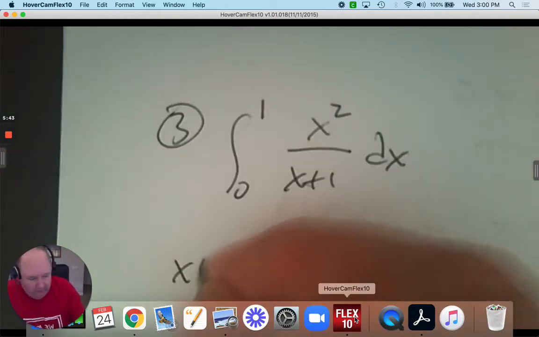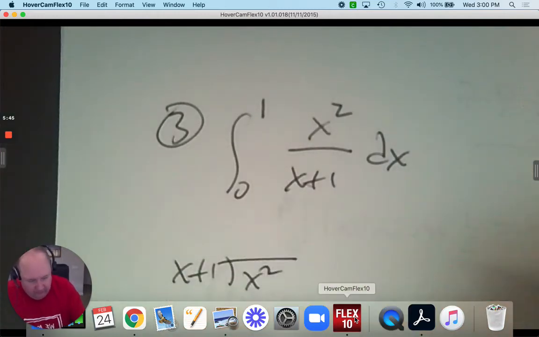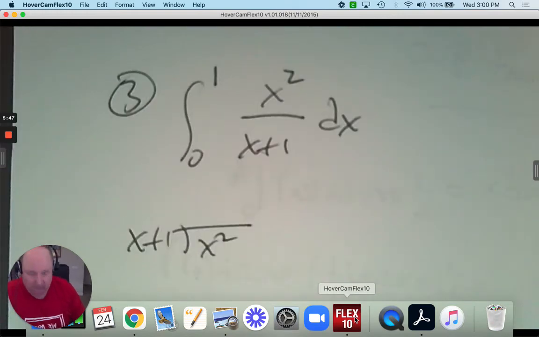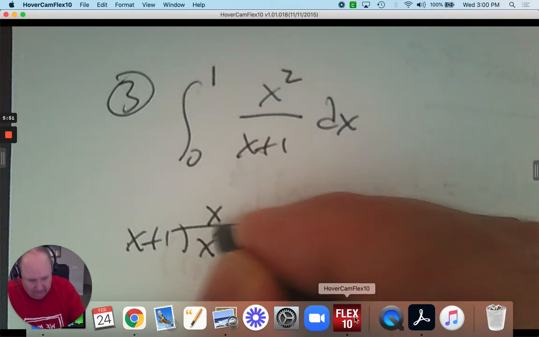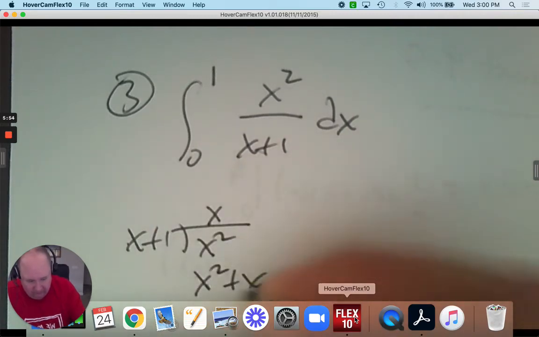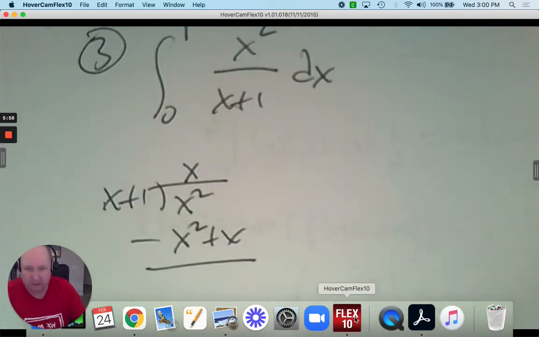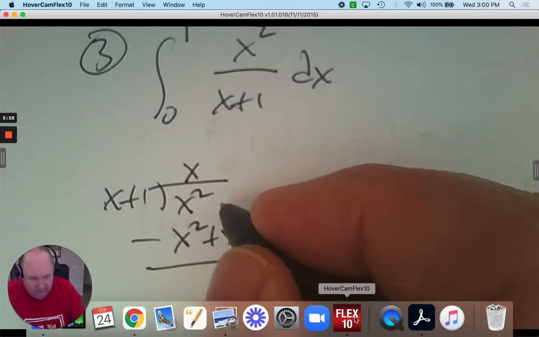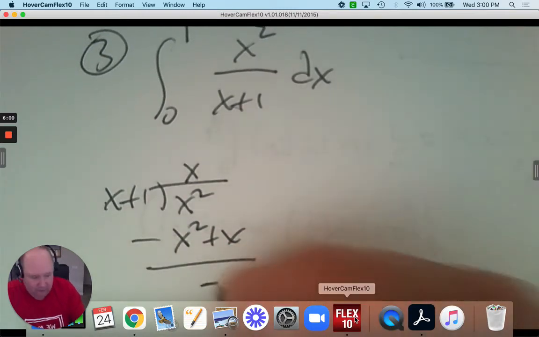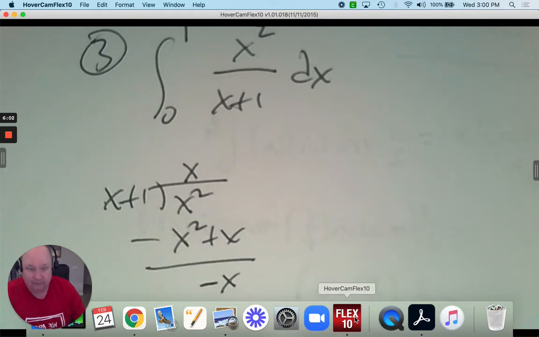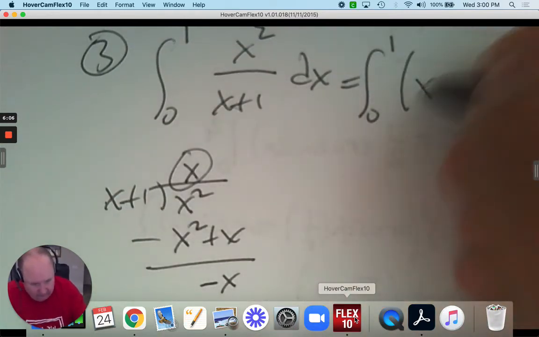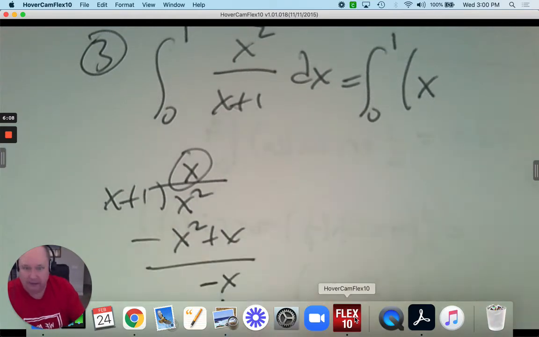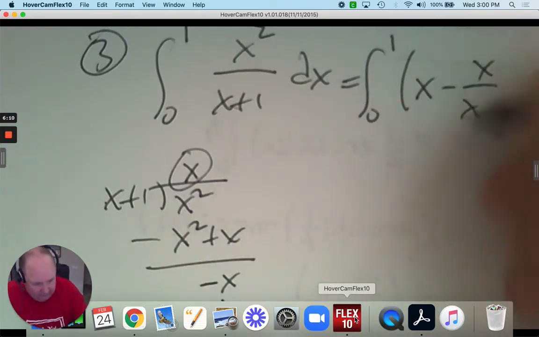So on the side, we're going to go x plus 1 into x squared and divide to be able to do this. So x squared divided by x is x, and then distribute. So that's x squared plus x. The remainder is really important here. So nothing, subtract x. The remainder is negative x. So our answer is x. That's actually the easy part. And then the remainder we write as negative x over x plus 1.